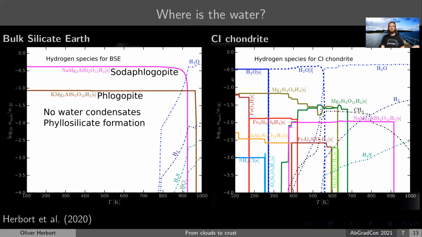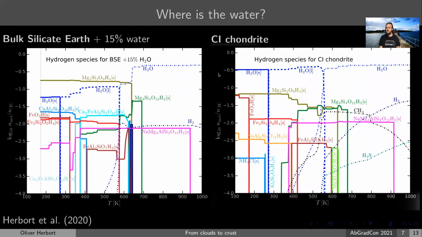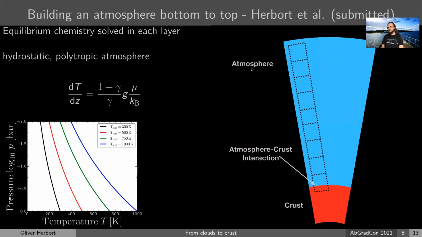We can also force our bulk silicate Earth model to form water. We can do that by increasing hydrogen and oxygen abundances, and then we can saturate the phyllosilicates. On top of that, we will have the liquid water, because the phyllosilicates are just much more stable. So this was only the atmosphere-crust interaction layer. An atmosphere is more than that.